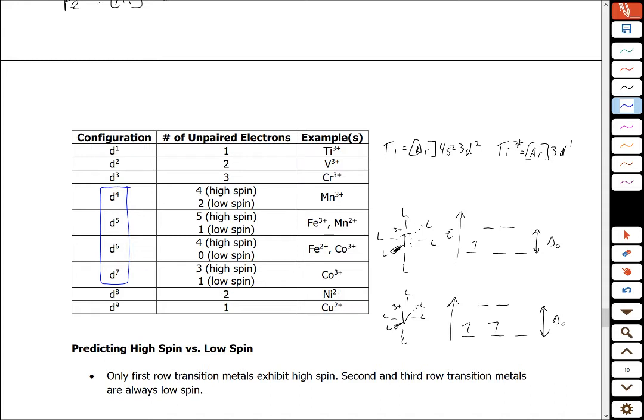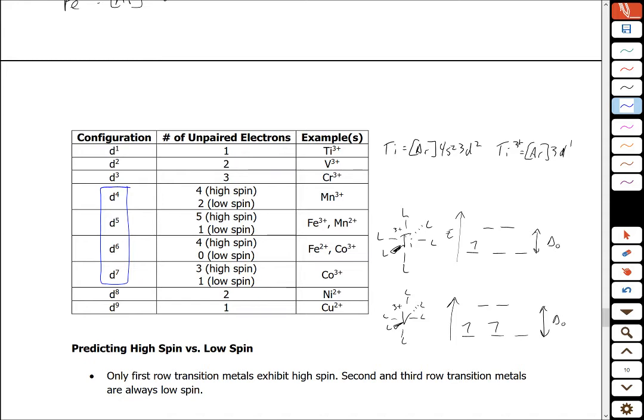And D7 can also be high spin or low spin. D8 and D9, like nickel and copper, again, there's only one way to do that. That's something I'm going to leave to you to show: when you split the d orbitals into a set of 3 that are low energy and a set of 2 that are higher energy, and you try to put 8 electrons into 5 d orbitals, there's only one way to do it. So there's only one configuration.